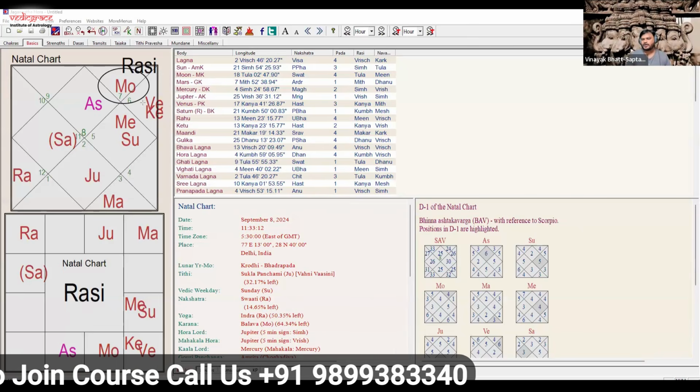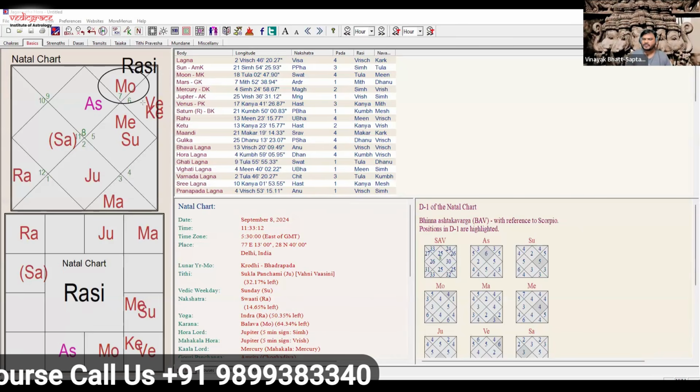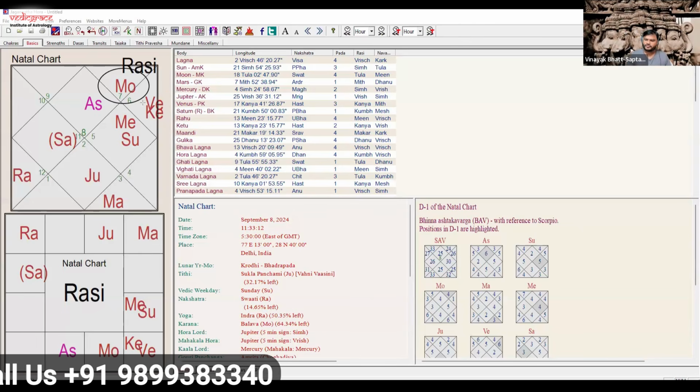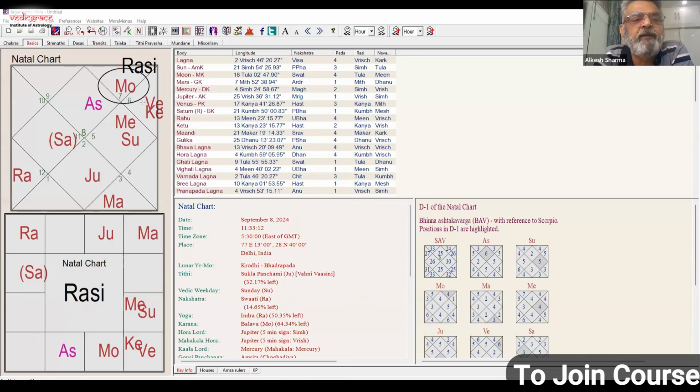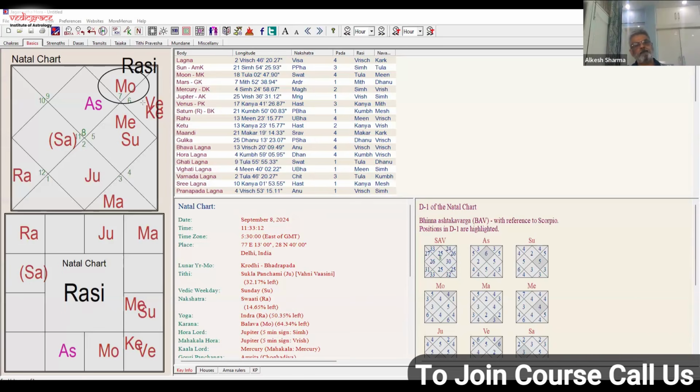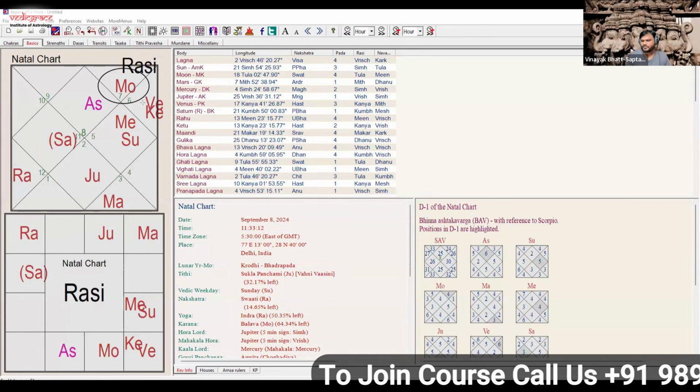A10 means you're talking about Aruda, correct? Yes, sir. Yeah, that is a different concept in itself. Because Aruda also shows how the person is seen outside, how people see him, correct, his mirror image. Yes, sir. So that is also a similar thing, but the concept is different.